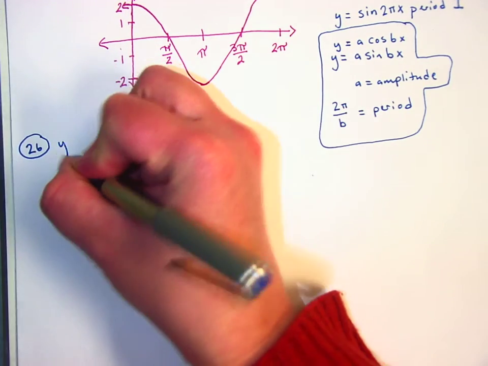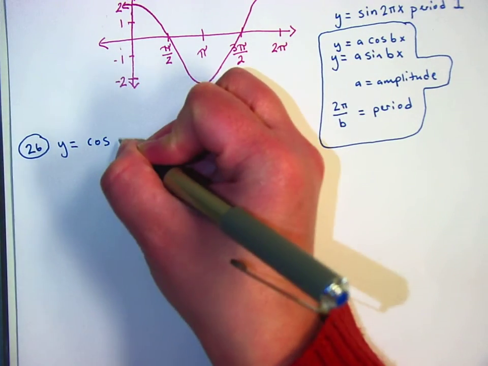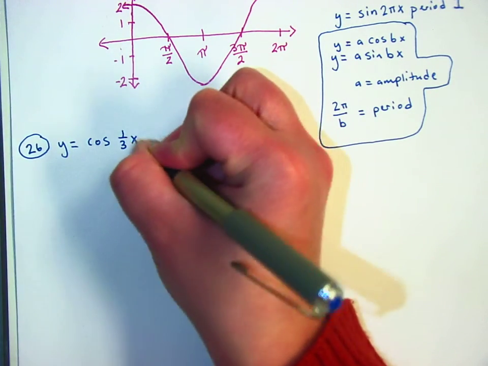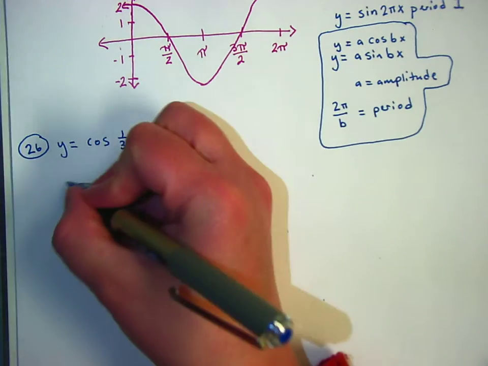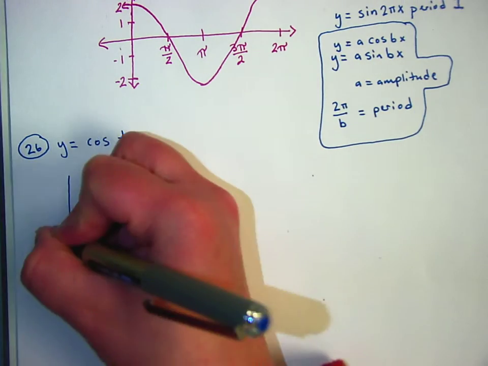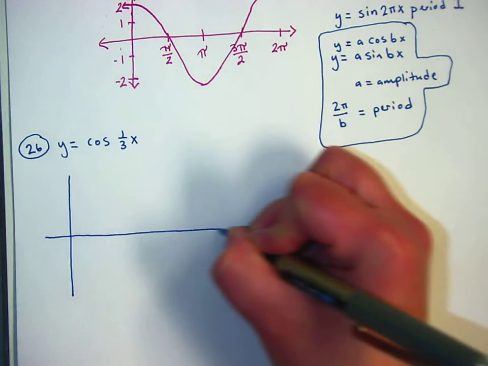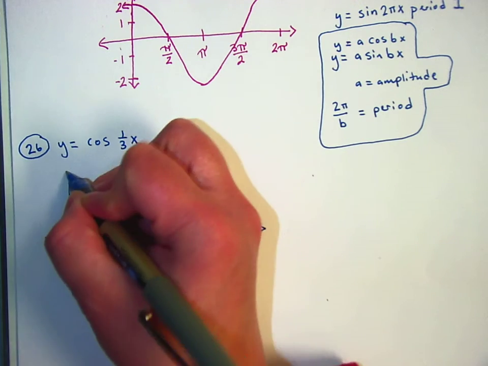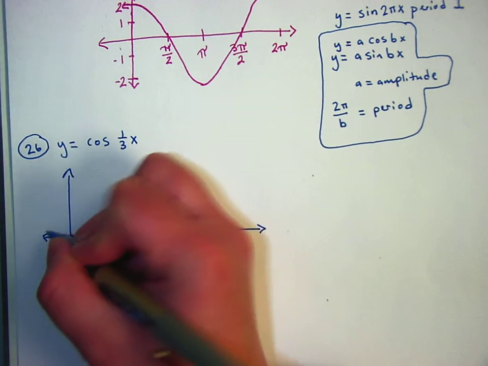26 says y equals cosine of 1/3 x. Okay, so I'm going to draw my graph. It's kind of a hard thing to do, so you have to pay attention now.